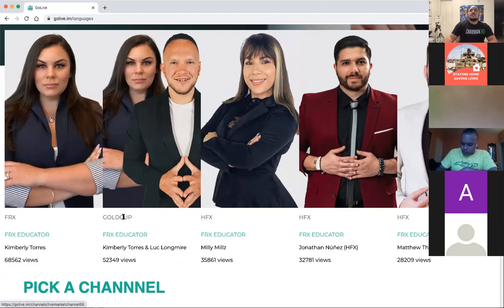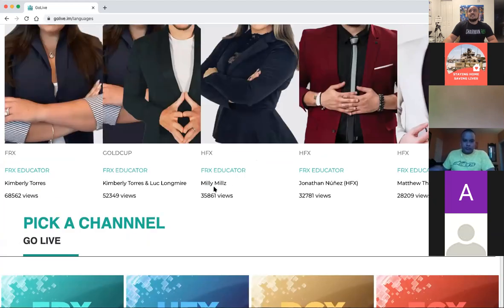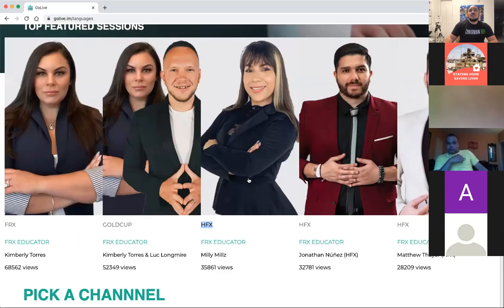Gold Cup, you need to have the Gold Cup scanner, so you'd have to go to your shopping cart and add that. HFX, same thing. Okay. By the way, guys, Millie Mills, she also does, I believe, HFX, if I'm not mistaken. Oh yeah, she does. You see HFX. Yo, she is crushing it.